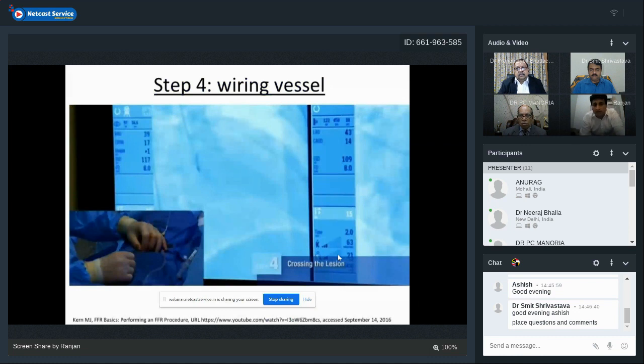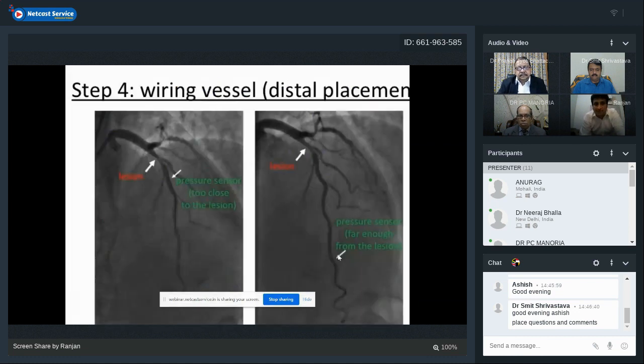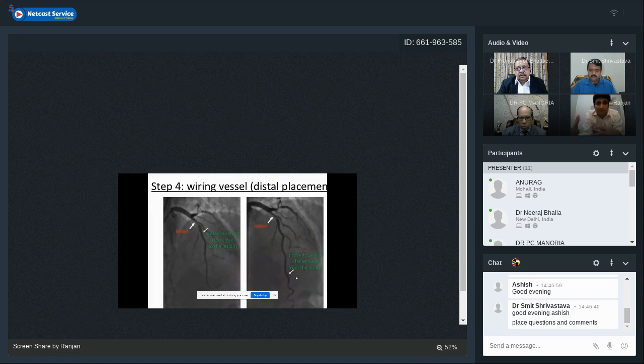Now you come to the wire and you have to cross the lesion, and you have to make sure you are at the distal part of the block. Now how distal should you be? When you are doing FFR, in iFR the rule may be a little different, but if you are doing FFR, your wire should be as distal as possible, because if you have a lesion beyond the wire, that's going to affect your FFR. FFR is not simply additive. FFR is more than that.